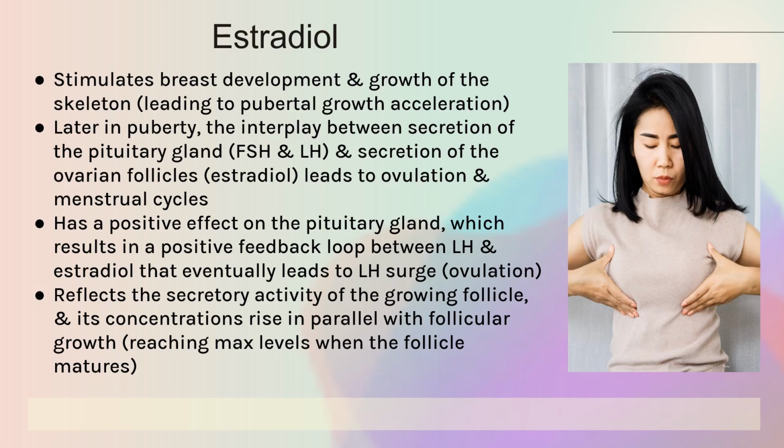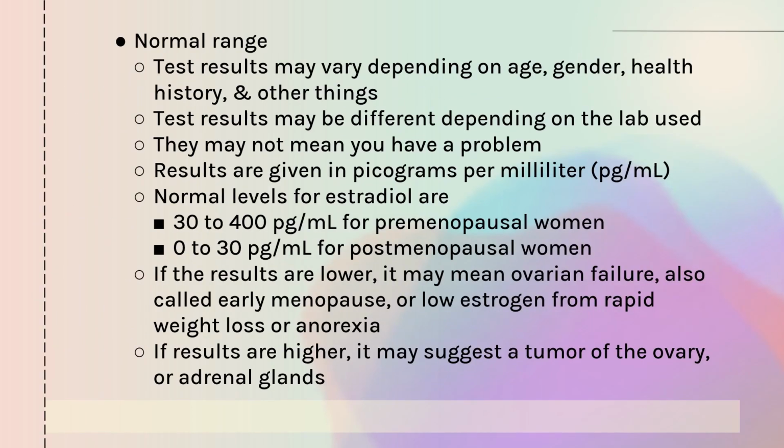Estradiol has a positive feedback effect on the pituitary gland with LH. Here's how. As estradiol levels rise, they have a positive effect on the pituitary gland. This positive feedback stimulates the pituitary gland to release more LH, ultimately triggering the release of a mature egg. Again, to summarize, as estradiol levels rise, follicles mature, hopefully leading to a release of a mature egg in preparation for pregnancy. What are the normal estradiol levels?